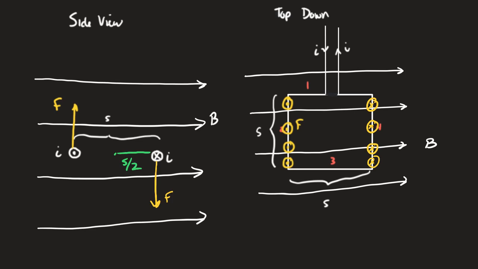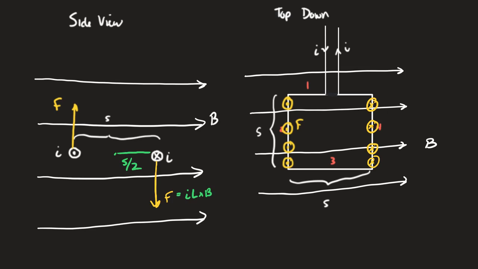So we have a torque arm length of S over 2, and we have a force that would be calculated as ILB. Good so far? All right. Not so bad. And I think we can go a little further with this now.